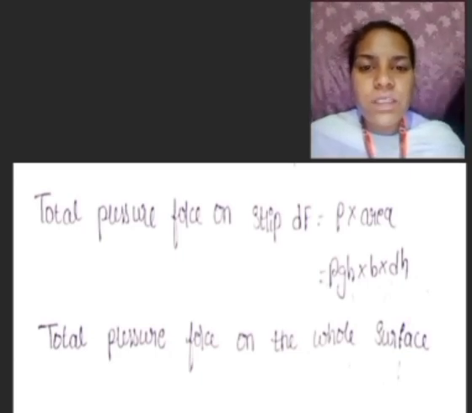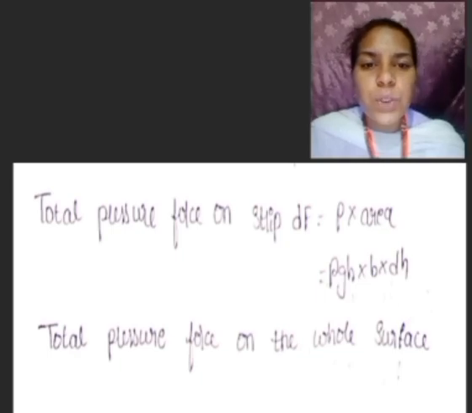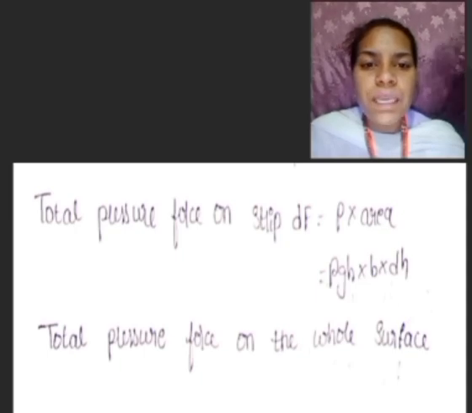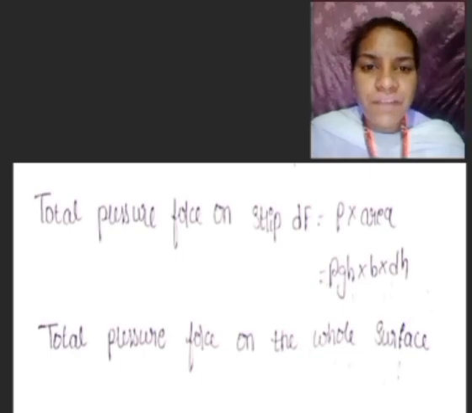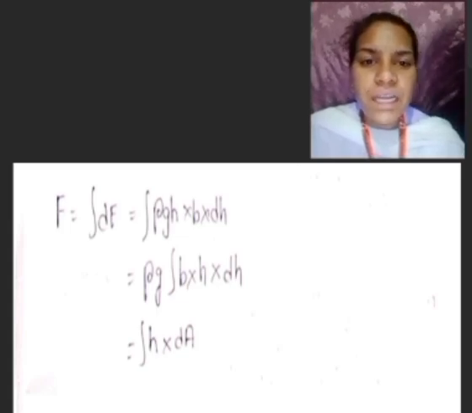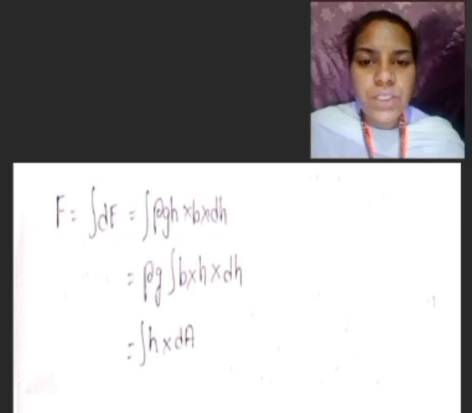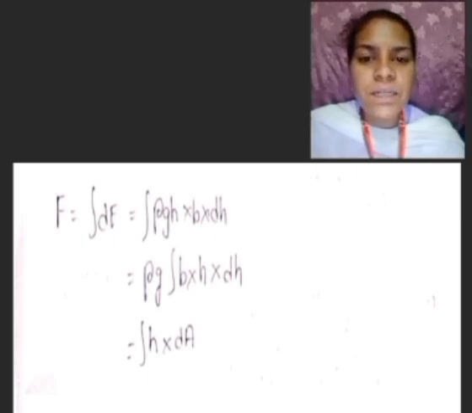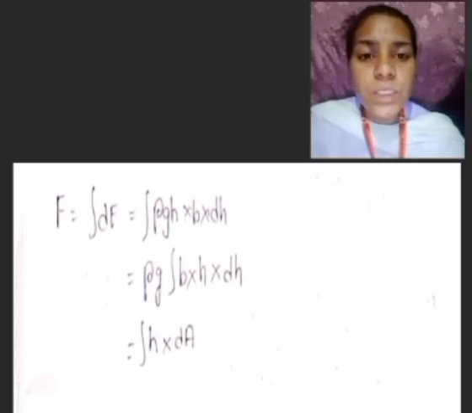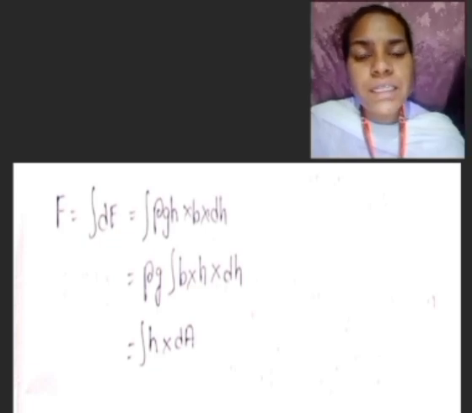Total pressure force on the strip, dF is equal to pressure into area, which is rho ZH into B into dH. Total pressure force on the whole surface, F is equal to integral dF, which is integral rho ZH into B into dH. In the above equation, rho Z is constant, so we write it outside. Next, integral B into H into dH.